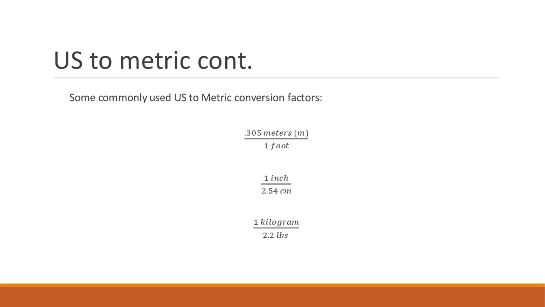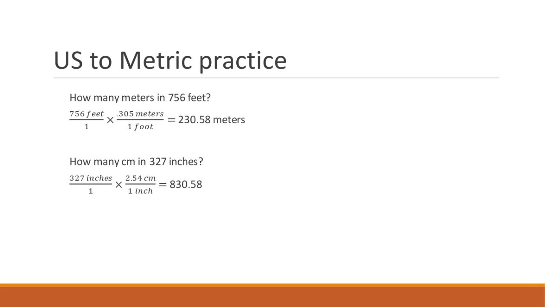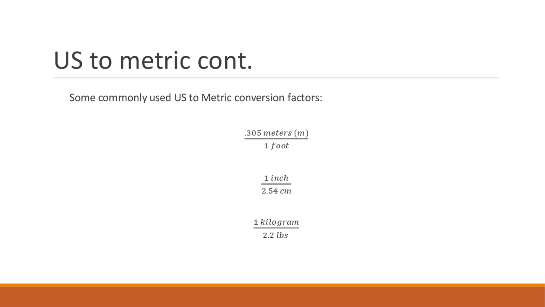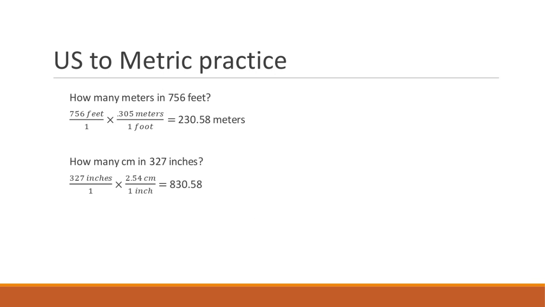The point of all of this is really understanding the method. This is very basic US to metric practice. We're running short on time, so I'm just going to run through it really quickly. You can see if I'm setting up feet and I want to know meters, I'm using one of those I just showed you, which was 0.305 meters to 1 foot. It's going to be 230.58 meters.